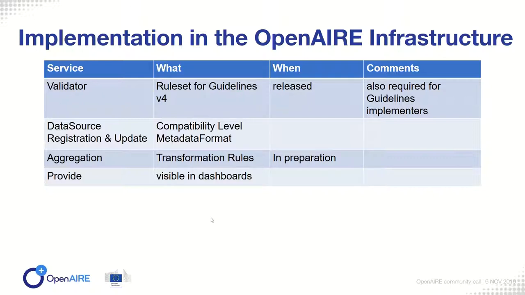The implementation, as Pedro said: the validator for the rule set of guidelines version 4 is released. It can be used in the production environment and also in the beta environment. Data source registration updating is on compatibility level. We have the new compatibility level for version 4 integrated. The aggregation of these repositories that support version 4 of the literature guidelines is in preparation. Also in preparation is the visibility of this new data that I showed before in the dashboards, Explore or Provide, and so on.